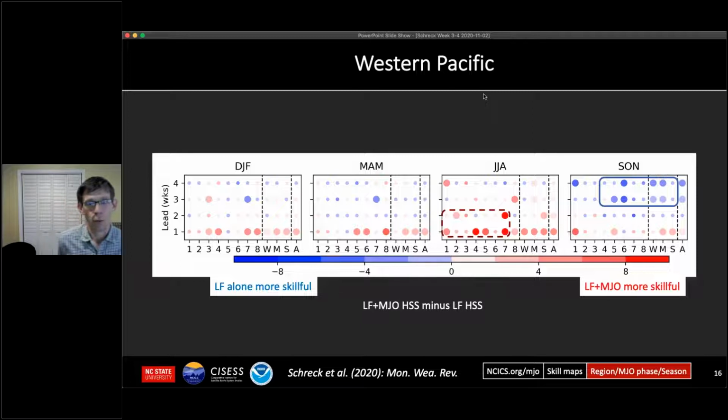And then finally, the Western Pacific, again, surprisingly, not much skill from the MJO anywhere. There's a little bit in the summer if you're in the right phases, but it's still largely limited to week 1 or 2. And in the fall, it's really hurting you. And again, I suspect that's tied to strong variations in ENSO during the fall.